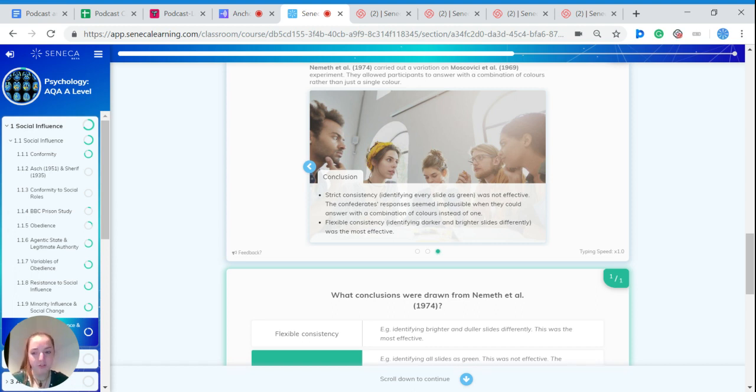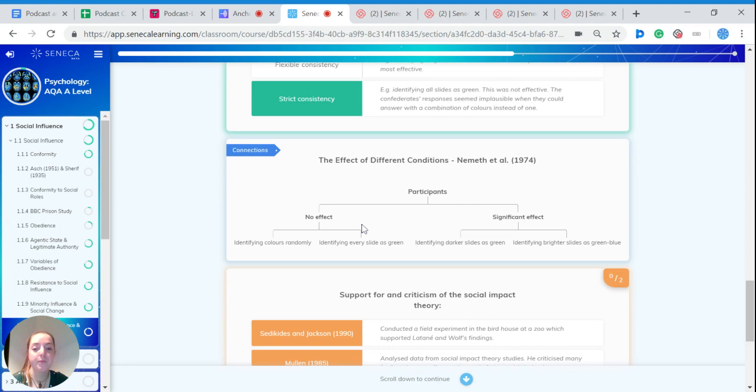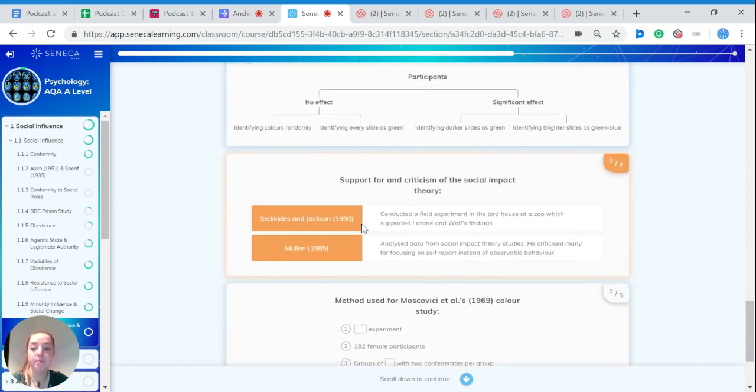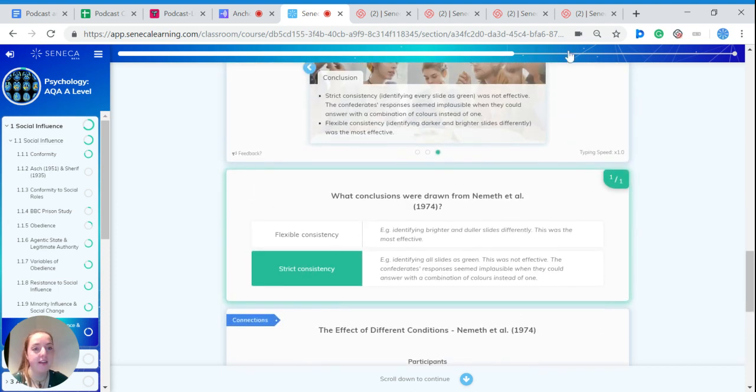So what can we conclude from that study? We can conclude that strict consistency, i.e. identifying every slide as green, is not effective. The Confederates' response seemed implausible when they could answer with a combination of colours instead of one. When there was flexible consistency, i.e. identifying darker and brighter slides differently, this was the most effective. And that sums up the studies on social impact theory for you.